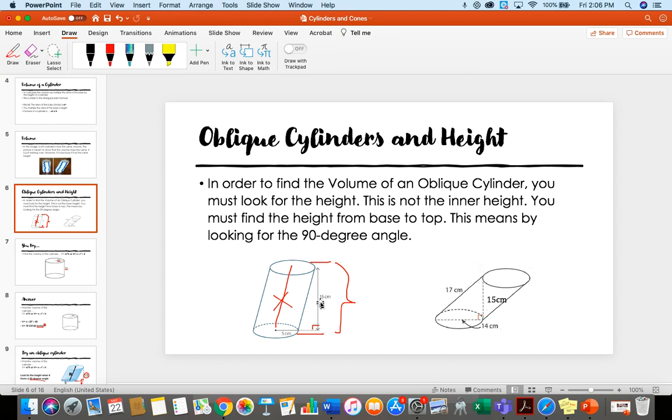In this case, the 90-degree angle is just outside of the cylinder. This time it is inside as well, but you can also figure it out if you were to measure it just from top to base, just on the side.